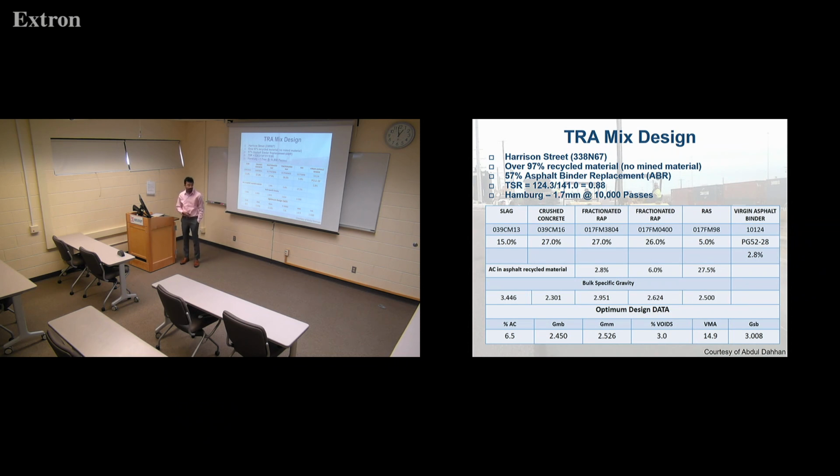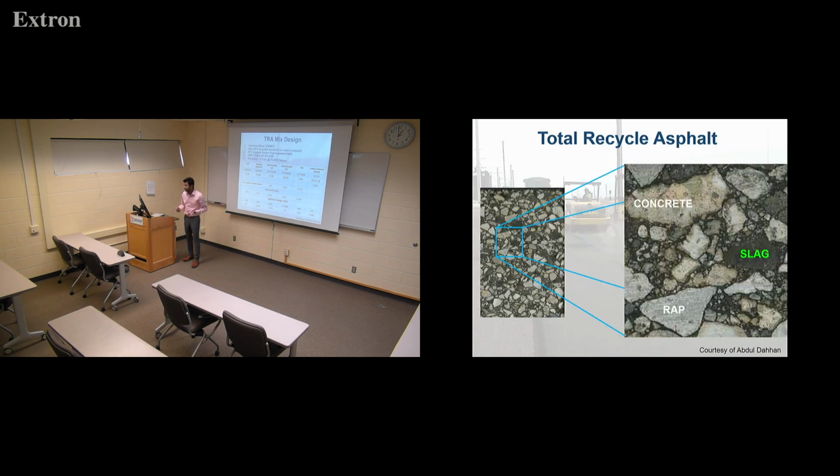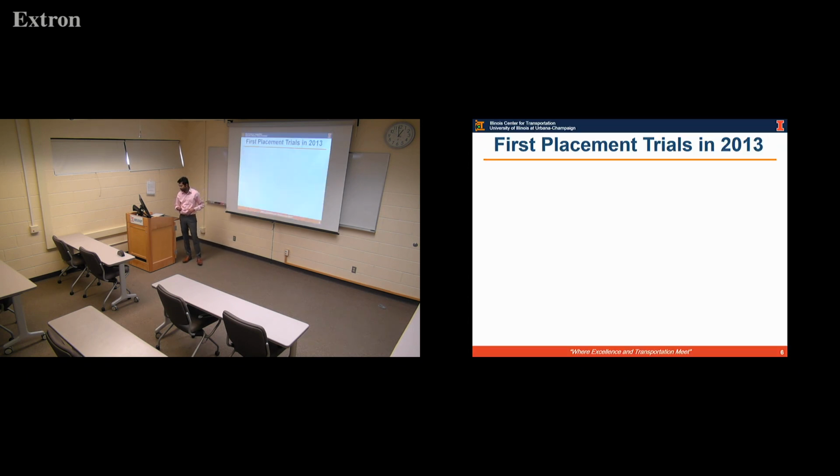The TSR values passed, and the Hamburg rutting test results were very good, something like 1.7 millimeters. So in all, the mixes were passing the design criteria. This is how a typical TRA mix would look: you have concrete, slag, RAP.